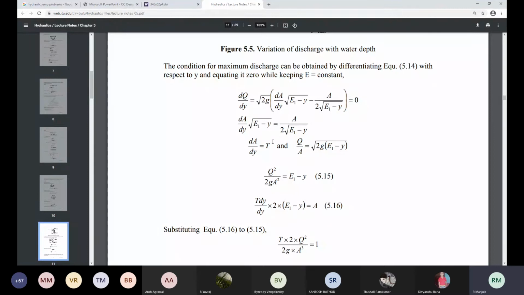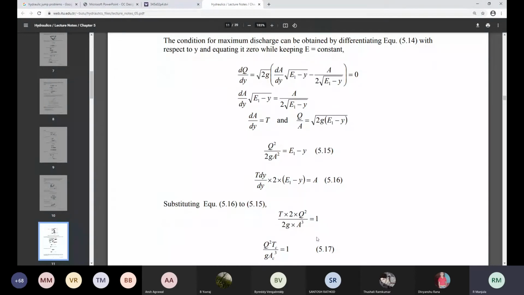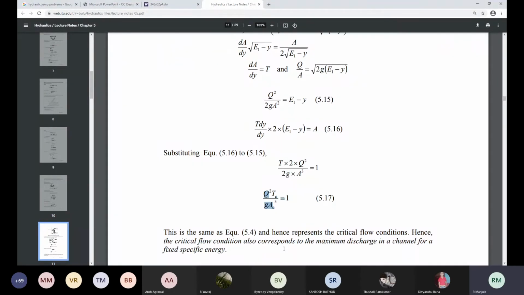Hence dA by dy you can replace with the top width, and Q by A you can replace with the square root of 2g into E1 minus y. If you substitute these two things, we will be getting Q square by 2g A square is equal to E1 minus y. Or you can have T into dy by y. This is one equation. Again rewriting the same thing, you substitute 5.16 into 5.15. You are getting 2 into Q square divided by 2g A cube is equal to 1, or Q square TC by g AC cube is equal to 1. Again, this is the same as your previous critical flow condition.